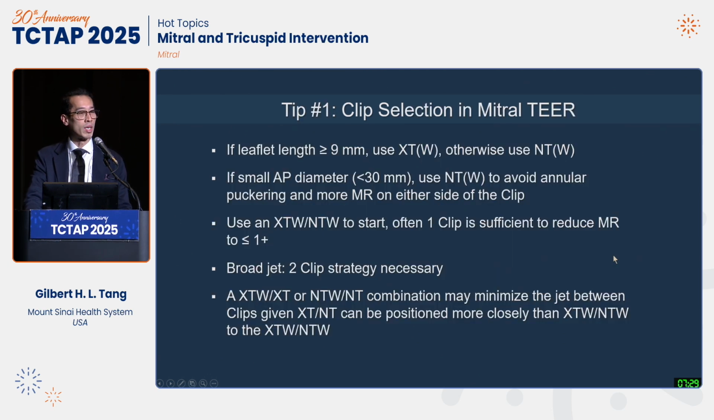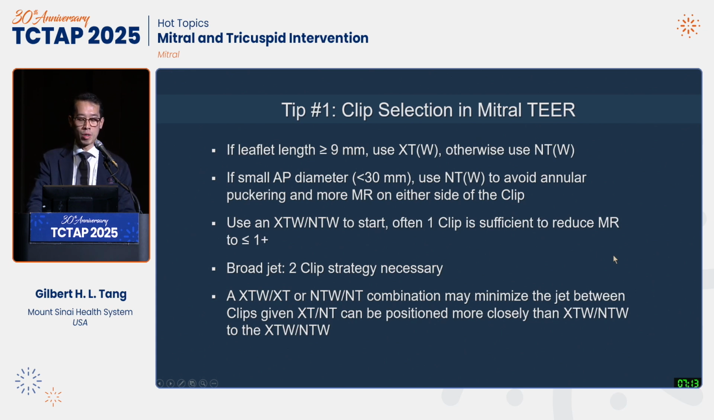And tip number 1, I would say, is how do you select what to use? Like the live case, if the leaflet is long enough, we tend to use the wider and longer clip. However, use the shorter clip, as I mentioned before, if the AP diameter is shorter, to avoid puckering and MR on either side.